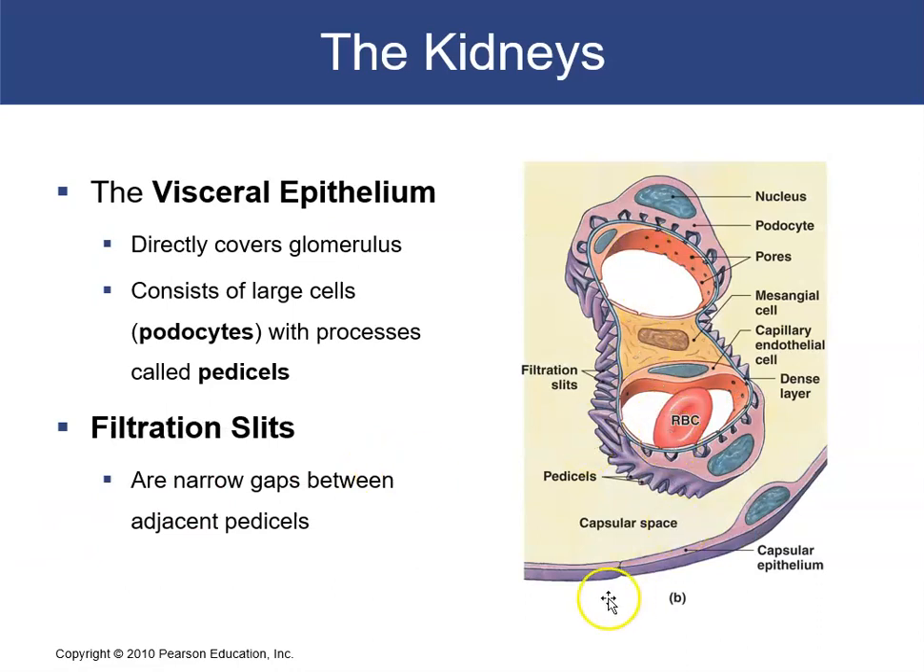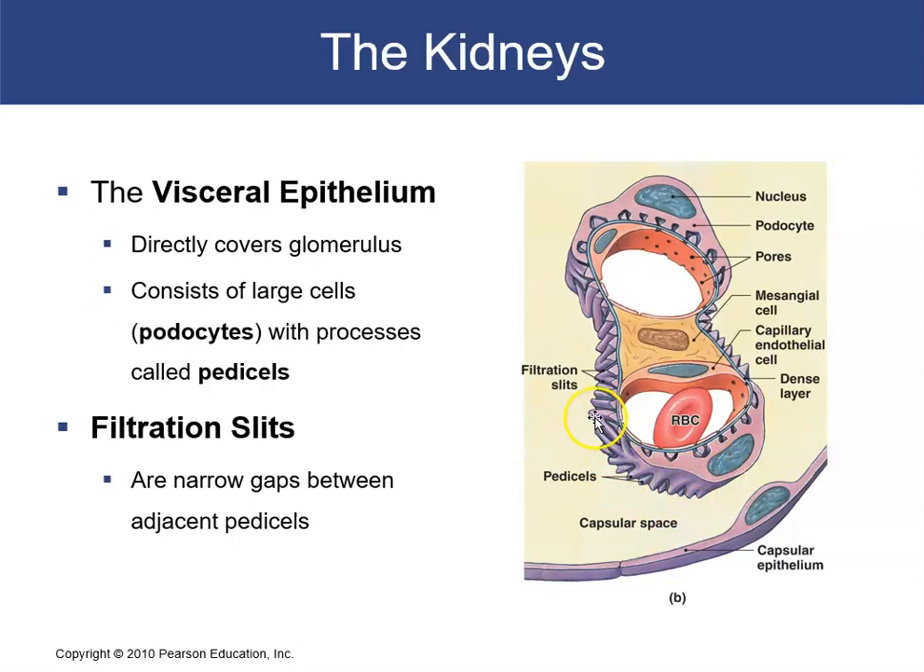This is a blow-up inside. Here is the capsular epithelium. The yellow is the capsular space. You can see the red blood cell that is inside one of the glomerular capillaries. This pinkish purple structure is the visceral epithelium. So you can see that the visceral epithelium directly covers the glomerulus, or the glomerular capillaries. It is made up of these large cells, and the cells themselves are called podocytes.